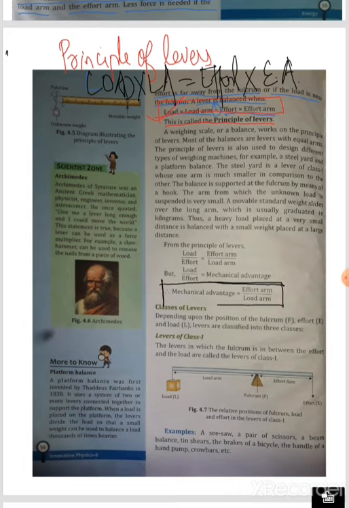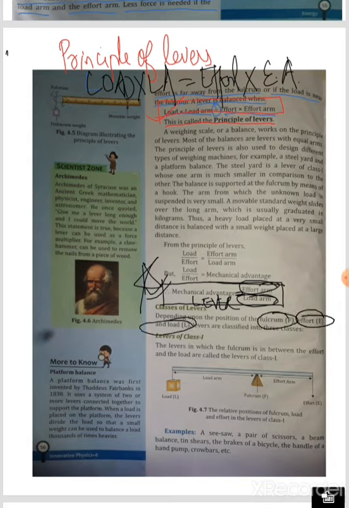Now, the mechanical advantage of a lever equals effort arm divided by load arm. Just remember this much. Now let's see the types or classes of levers. Depending on the position of the 3 things I told you, fulcrum, effort and load, levers are classified in 3 classes: levers of class 1, class 2 and class 3.